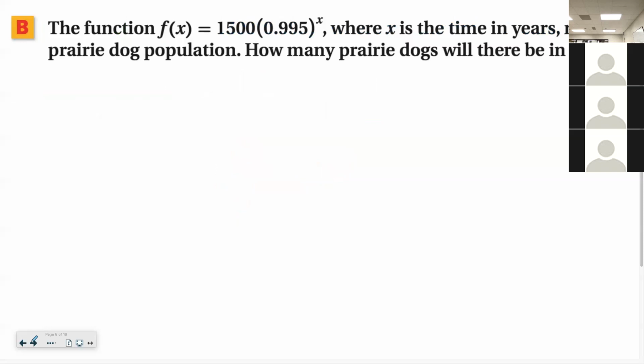Rather than writing this problem down, why don't you just see if you can figure out what the answer should be, or what you would type in to get the answer? Because this one is not one I could do myself. 1,500 times.